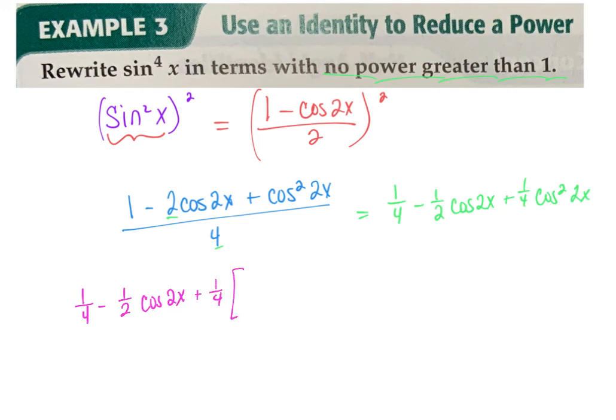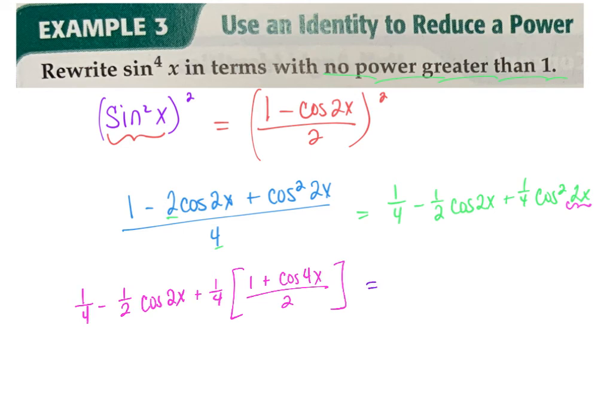And instead of cosine squared of 2x, I'm going to replace it with 1 plus cosine of 2 times what's in here. So what am I going to write there? I'm not going to write 2x. It already is a 2x. I need to double it. What do I need to write? 4x, over 2.